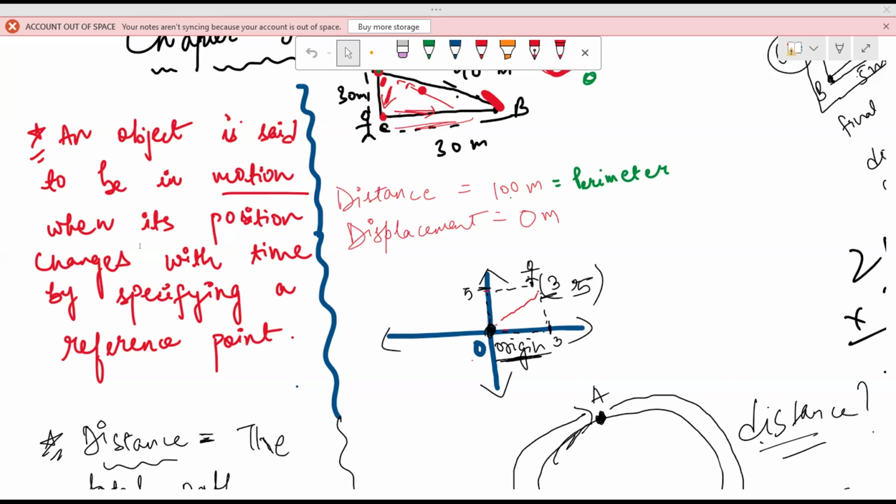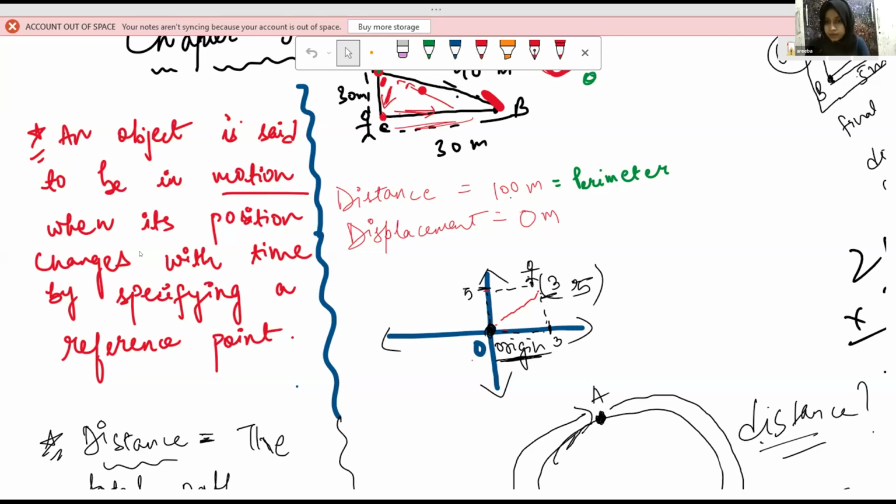Now look. Motion, what do we call something when it is in motion? Motion is when the object is displaced or has changed its position. Ma'am, if I am going from here and returning to the same point, am I not in motion? Of course you are in motion, but in that case your displacement is zero.